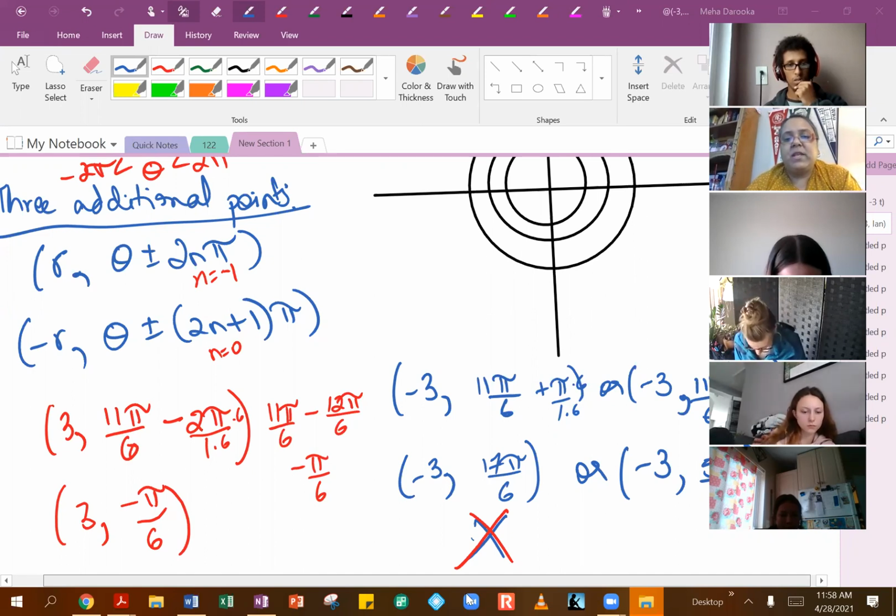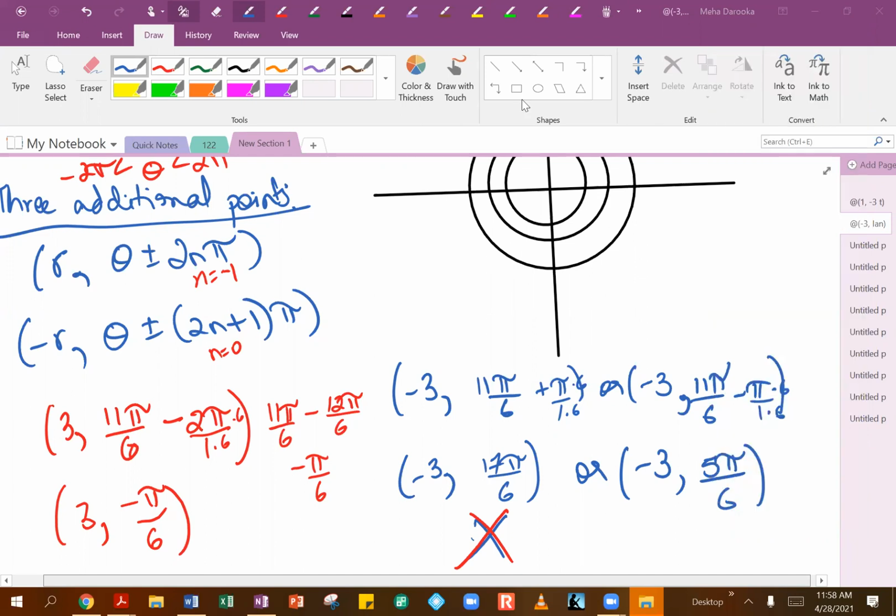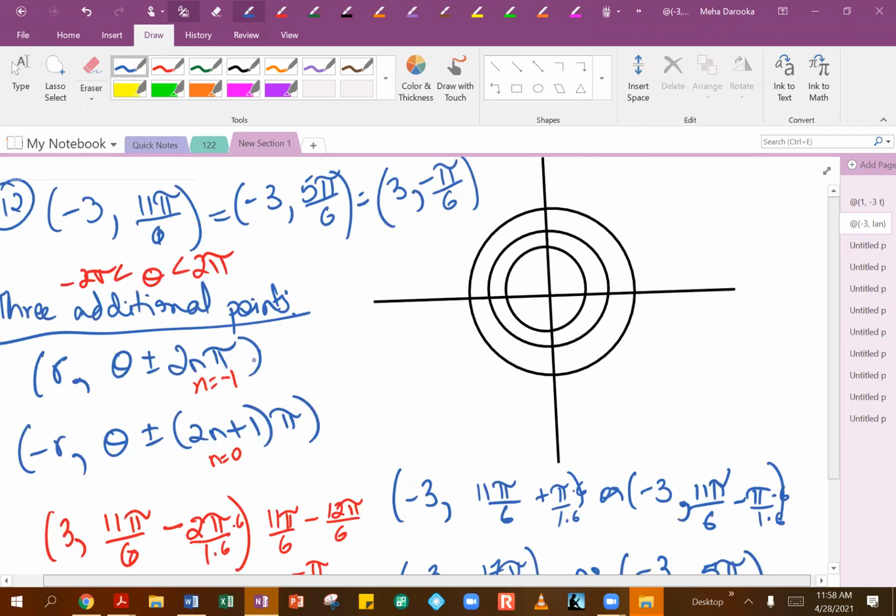So think about it. What can your n value be? What can you add or subtract to get an equivalent ordered pair? So I'm actually going to go back if this guy will let me. -2 for the second one, Katie, okay?